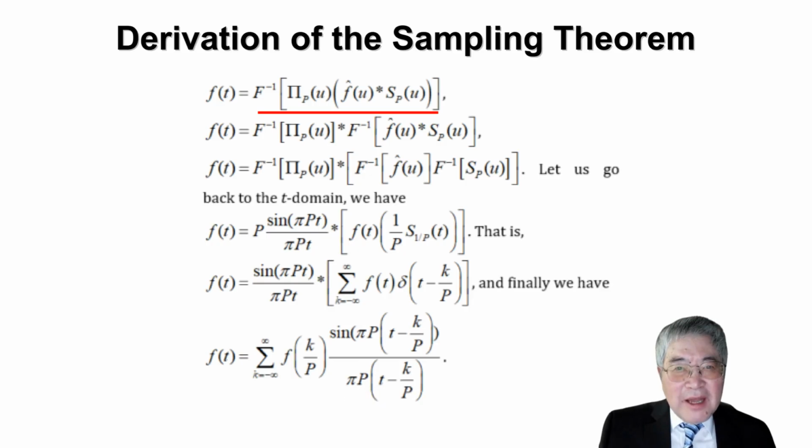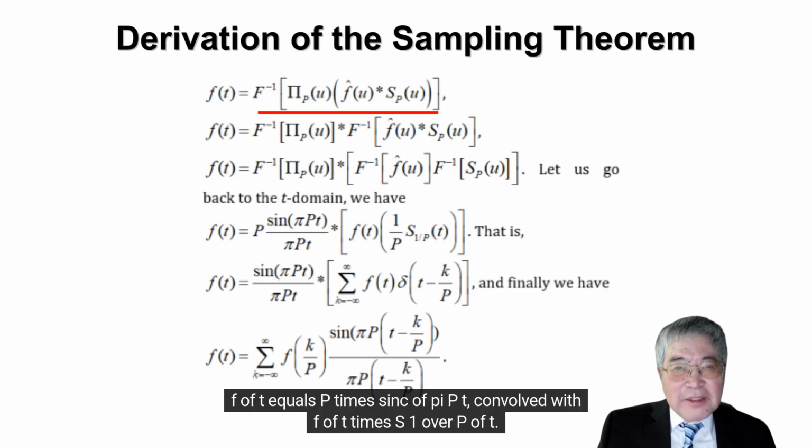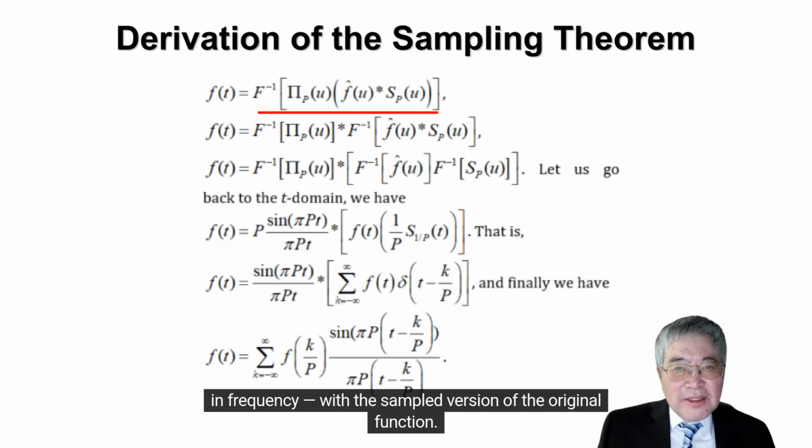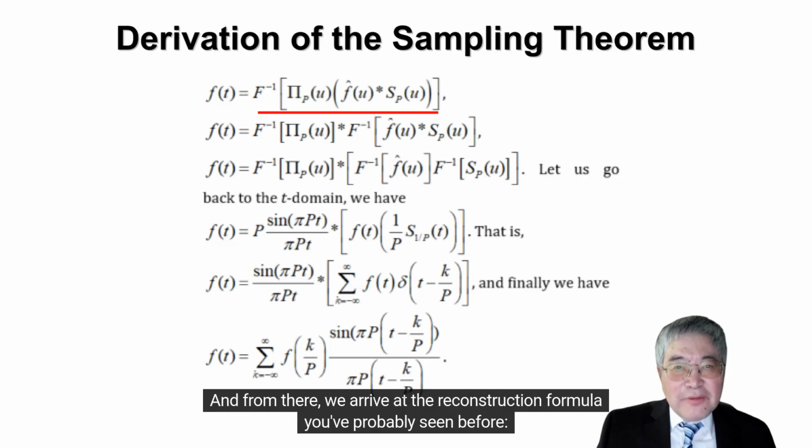Here's what we get. f of t equals p times sinc of pi pt, convolved with f of t times s1 over p of t. This expression means we're convolving the sinc function, which comes from the inverse transform of a box function in frequency, with the sampled version of the original function. And from there we arrive at the reconstruction formula you've probably seen before.